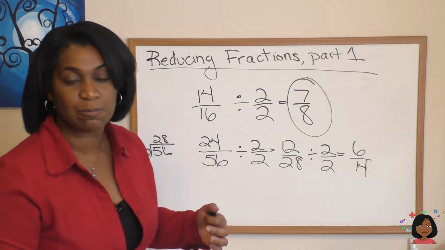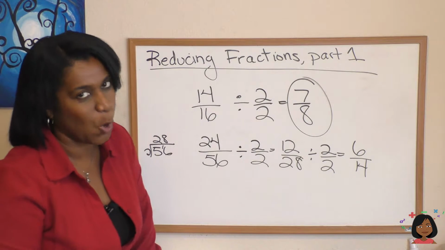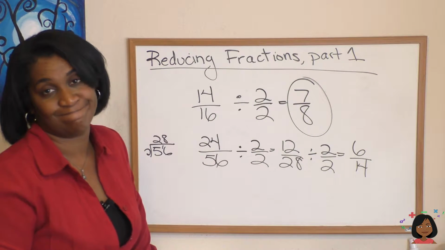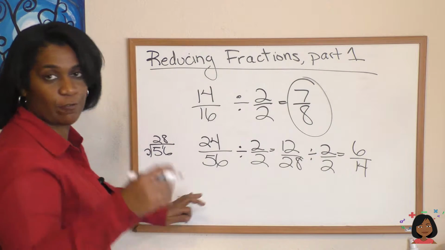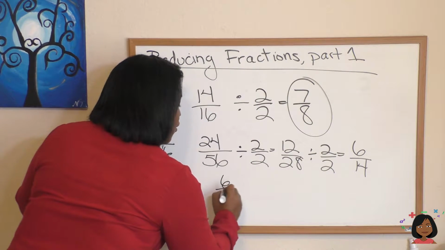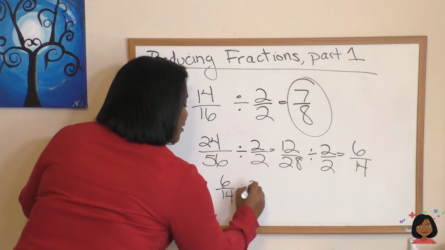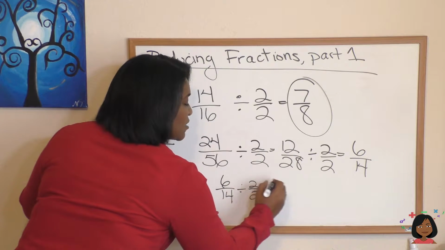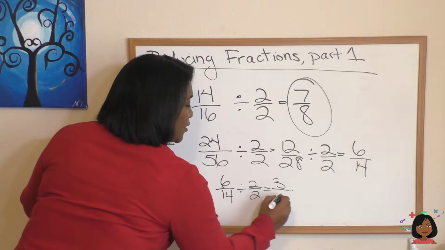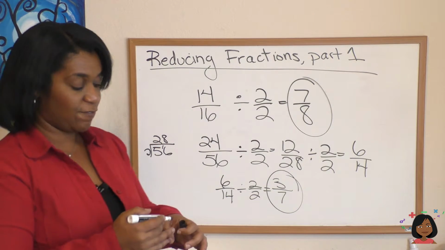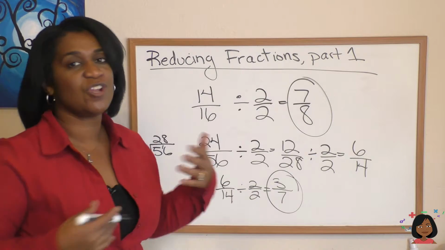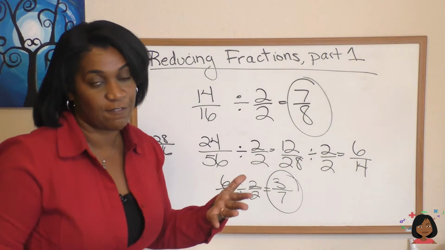Am I all the way simplified yet? Nope, because they're both still even. So we still know 2 can go into them again. I'm going to write it over here and keep going. 6 over 14 divided by 2 over 2. 6 divided by 2 is 3. 14 divided by 2 is 7. Look, now I've reached the lowest form. There are 3 and 7. There's no other numbers that can go into both of them.